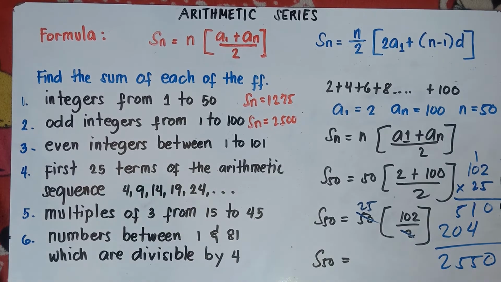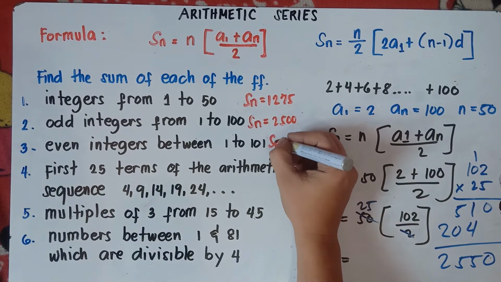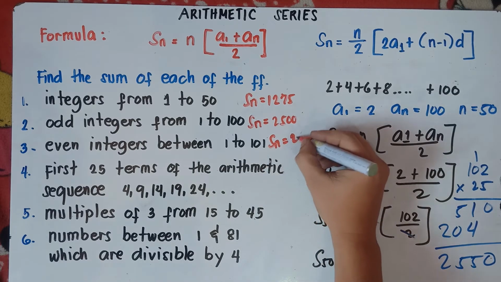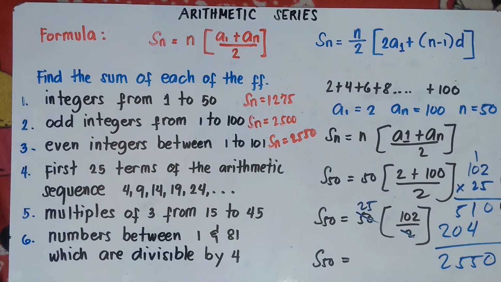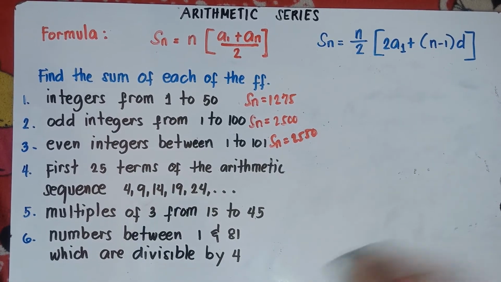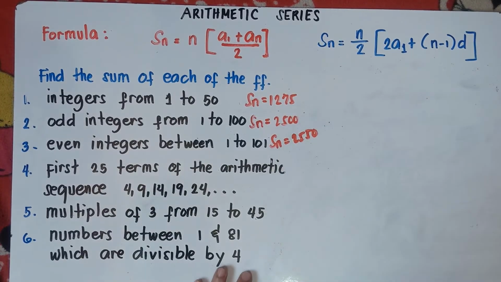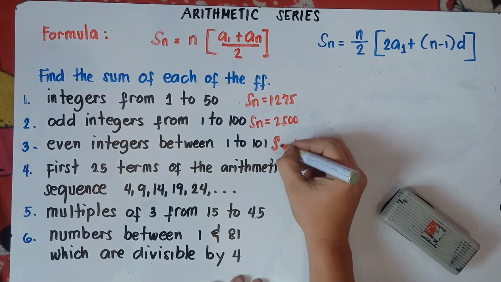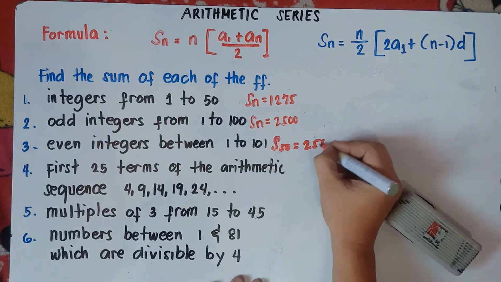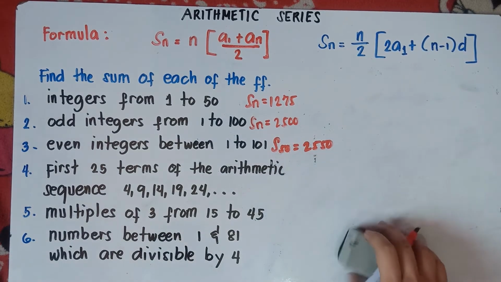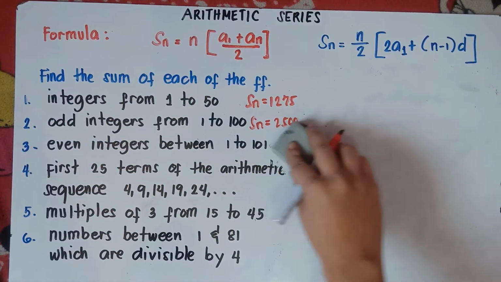So our S sub n, or S sub 50, I will just put S sub n, class. You can put S sub 50 or S sub n. I will just put S sub n, so 2,550 for number 3. Alright, so let me erase this one. So S sub 50 is 2,550. We don't have enough space, class. Just remember the answer, class, 2,550 for number 3. You have that on the video.